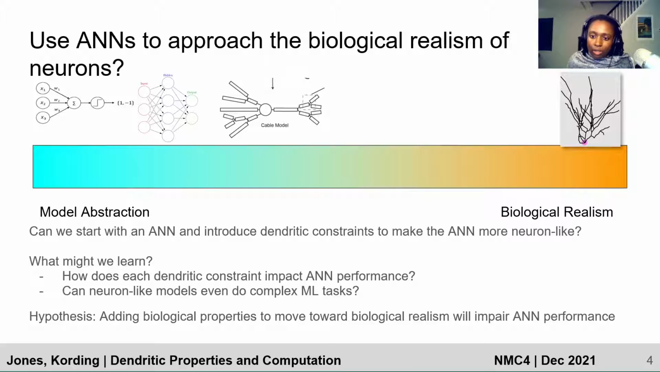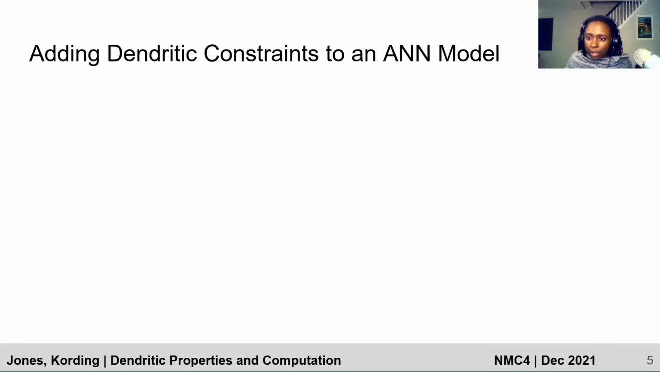If we assume that neurons are quite limited in their computational capabilities because of their biological qualities, we might hypothesize that adding biological properties to move toward biological realism will impair ANN performance. So now I'll talk about the constraints we added. This work spans 2 papers. We take a fully connected ANN with ReLU activation functions first.